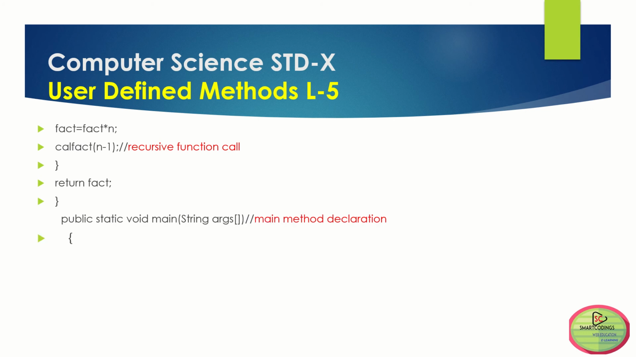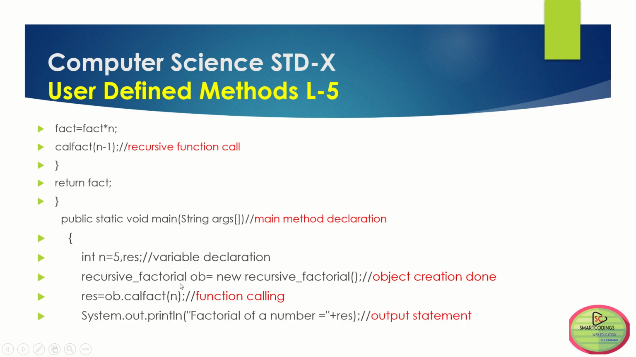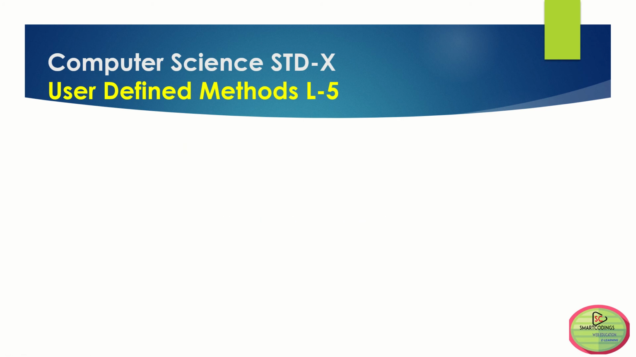Now in the main function, we pass a value, that is n equal to 5, and the res variable I have taken to store the result. So we are creating an object of this RecursiveFactorial class, that is ob, the object over here. As per the comment, you can see object creation is done. Then you are calling the ob.calfact function, passing a copy of the actual parameters to the formal parameters. After that, it is printing the result: factorial of a number is this plus res. So this is the factorial.